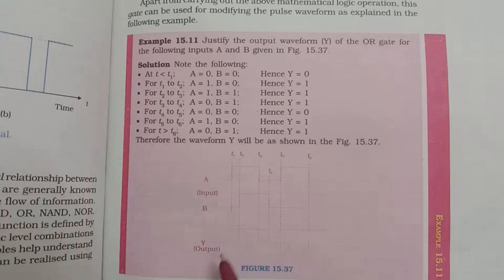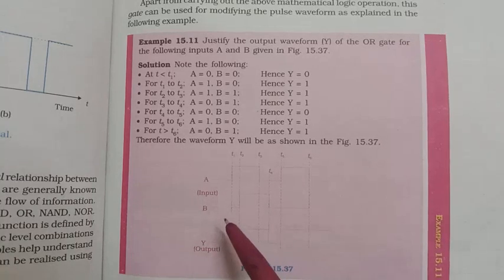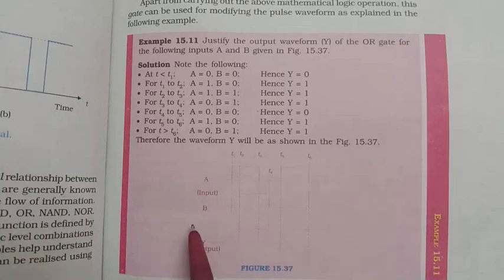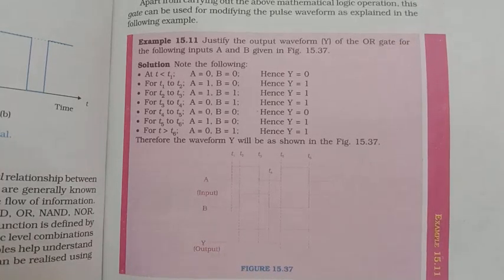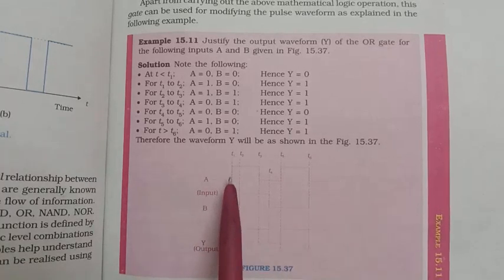Then what is the output? It acts as the OR gate based on these inputs. So based on this you have to draw the output. All of you observe this: less than T1, A and B are 0. A and B are 0 means the output is also 0 up to here.